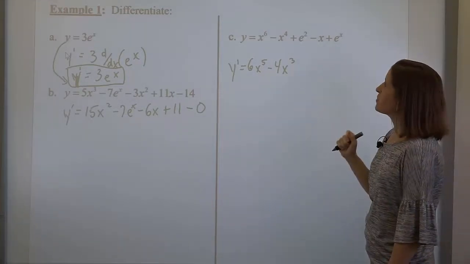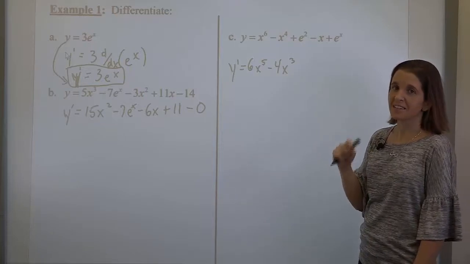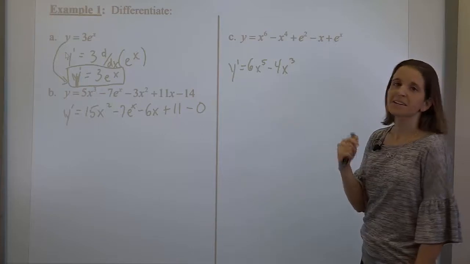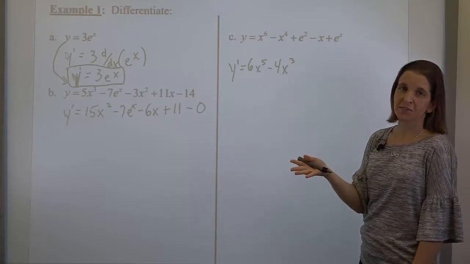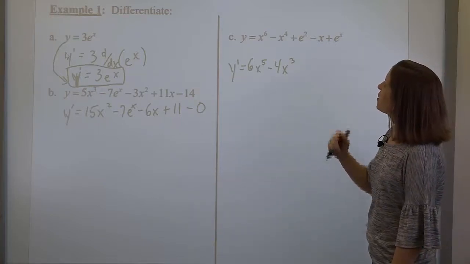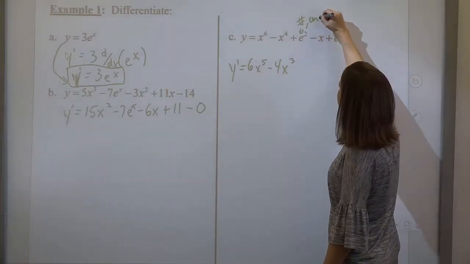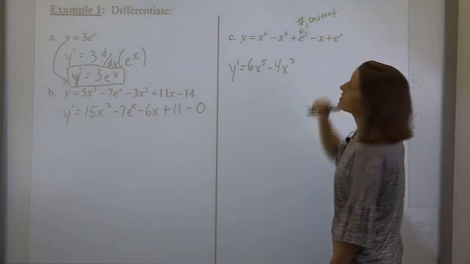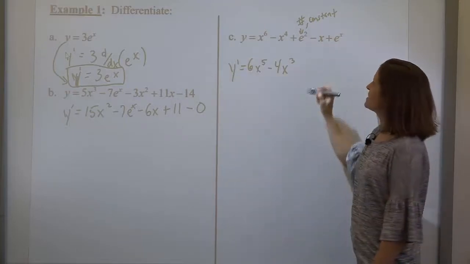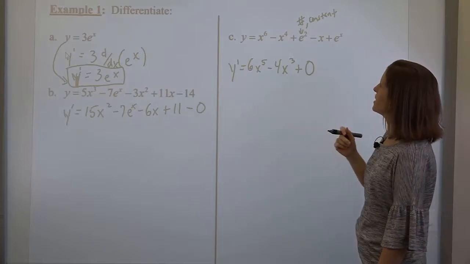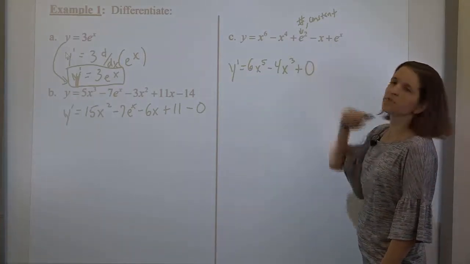If you were to type that on your calculator, e squared, using the e button, you would get a number. You would get whatever 2.71 squared is. And so this is a number. This is a constant. And what is the derivative of a constant? It is 0. So I obviously don't need to write a 0, but I want to show you where everything came from. So watch out for that.